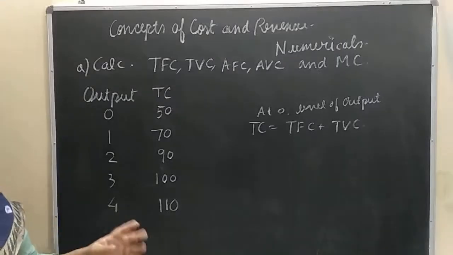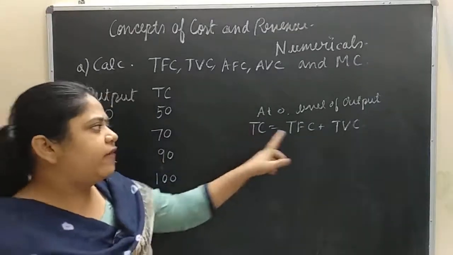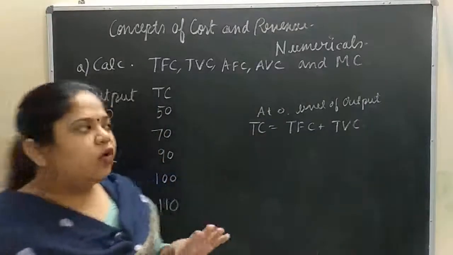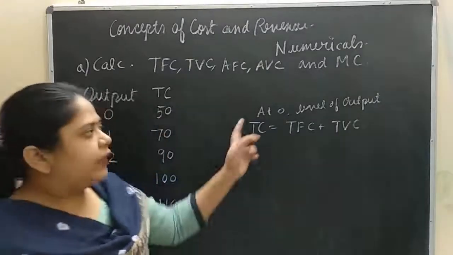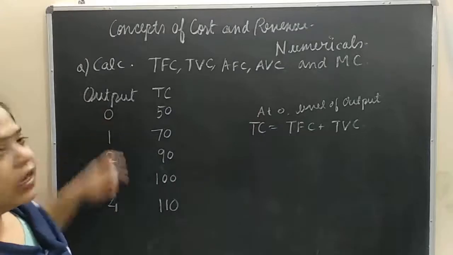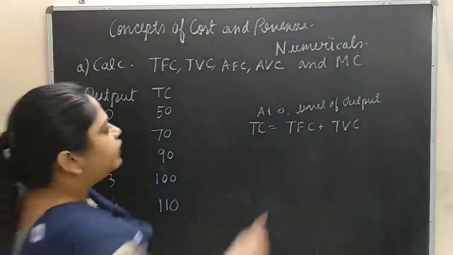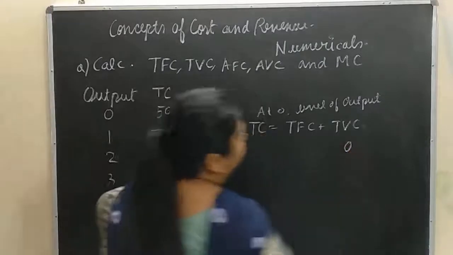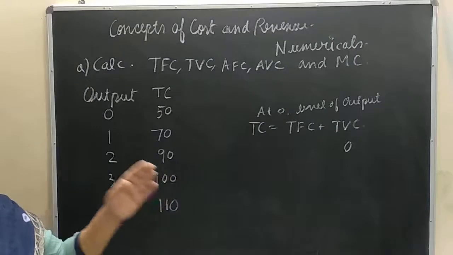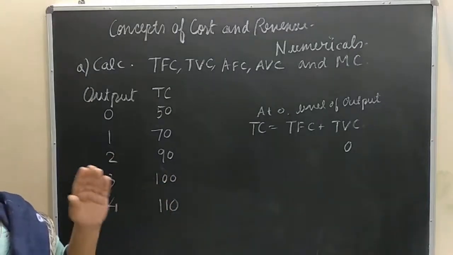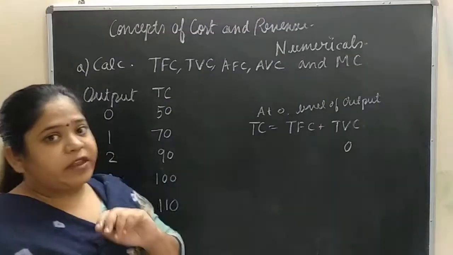So students, at the zero level of output, we know that the formula of TC is TFC plus TVC. At the zero level of output, TC is equal to TFC plus TVC. At zero level of output, TVC is obviously zero. Total variable cost does not happen till the output is starting. Till the production happens, there is no total variable cost.